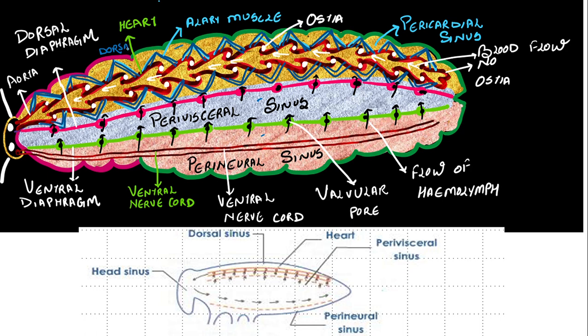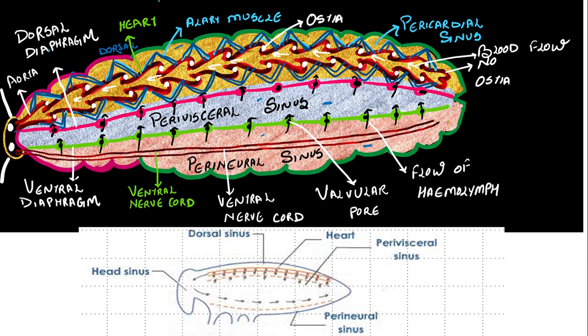The first sinus, which is present on the dorsal side, we call the dorsal sinus. The sinus which is present in the middle, we call the middle sinus. The sinus which is present towards the ventral side, we call the ventral sinus. Now, how are these body cavities actually divided?